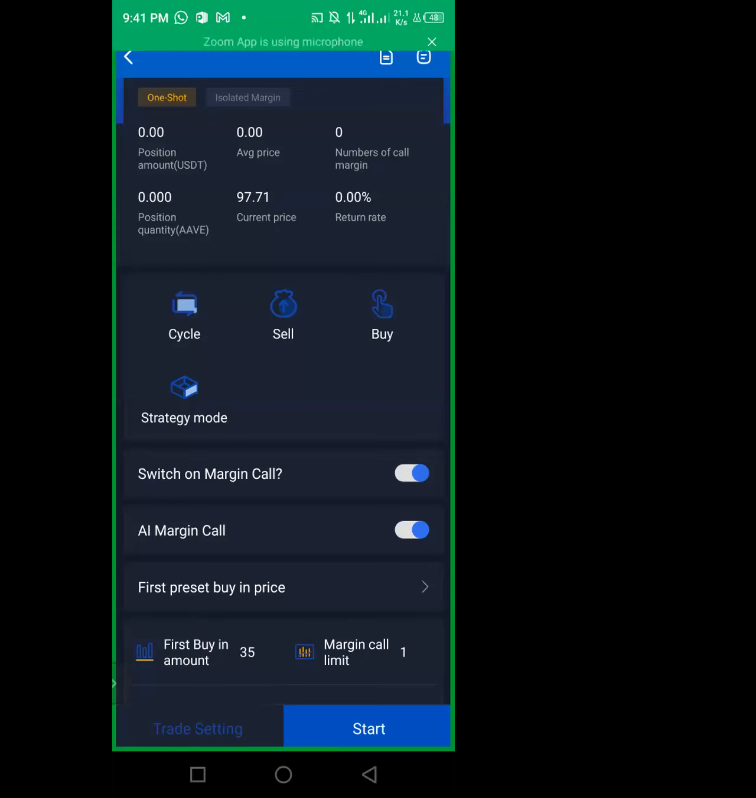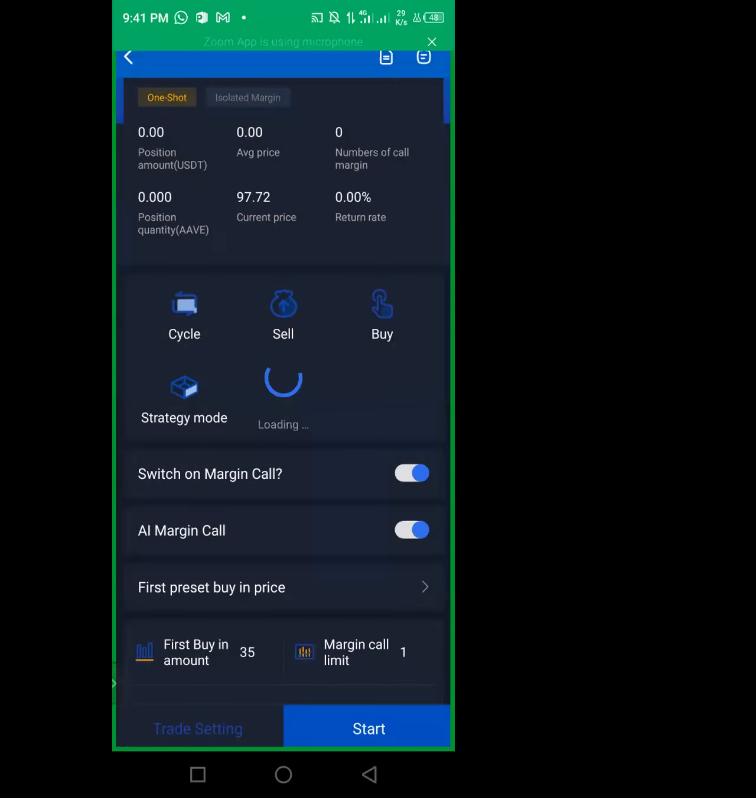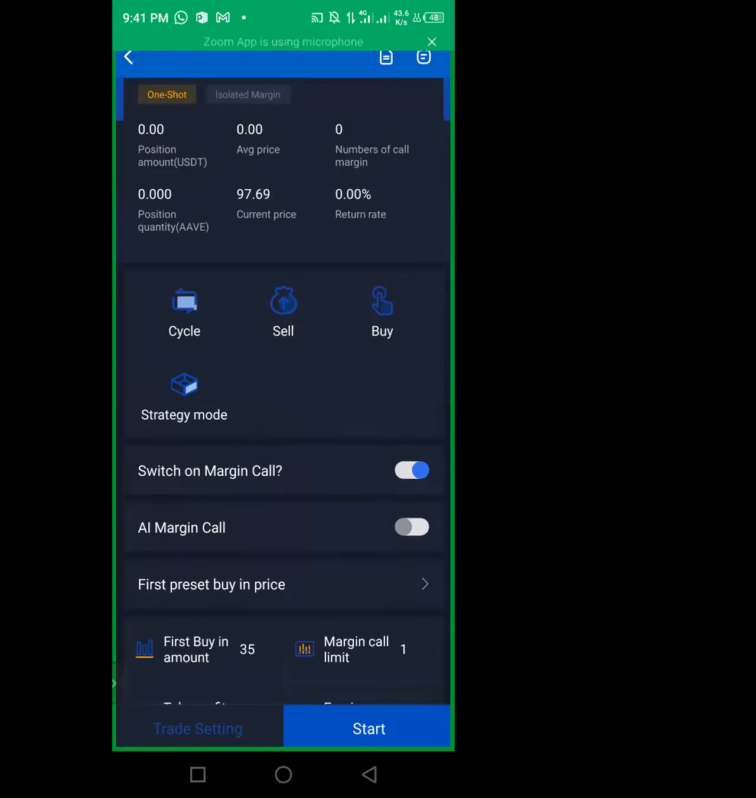So that is why we always tell people, once you set margin call, always off the AI margin calls. Only on the normal switch on margin call, only on this up one. Okay, so I'll be able to explain the AI margin calls.